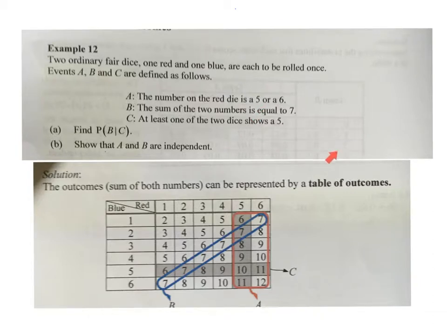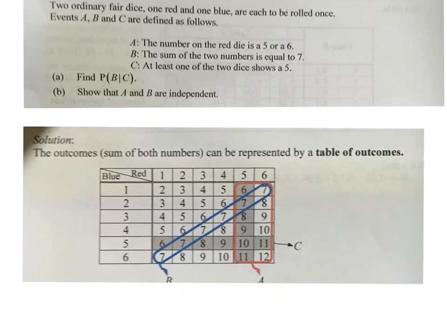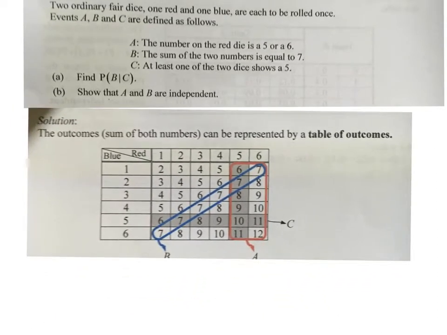You notice that there are two events happening back to back at the same time, so we represent them using a table of outcomes, with the red die represented by 1, 2, 3, 4, 5, 6, and the blue die giving 1, 2, 3, 4, 5, 6 as well. So I want to find the probability that the number on the red die is a 5 or 6, and the sum of the two numbers is equal to 7. So what's the probability of B intersect C, and the conditional probability of B given C?